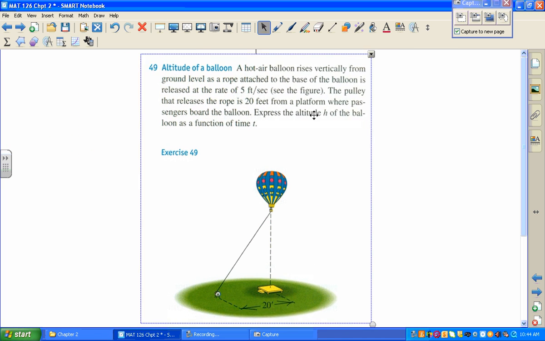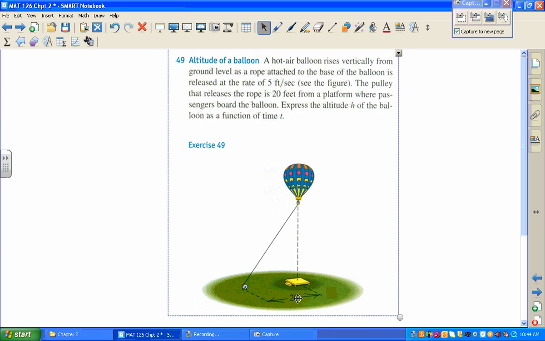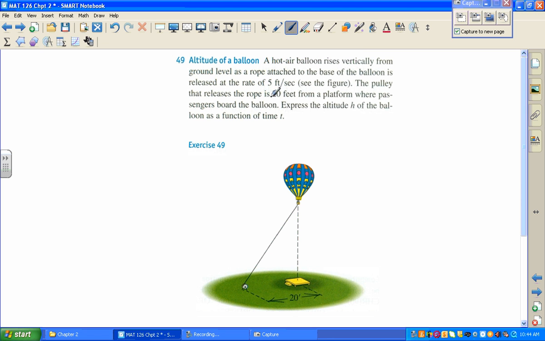I used this one in calculus just yesterday. We found the rate at which the string was leaving. No, we found the rate at which the balloon was rising. And it's the same problem, except this direction changes right here. The balloon is released at a rate of 5 feet per second. So this is 5 feet per second. The pulley, its rope is 20 feet away. Express the altitude h as a function of time.